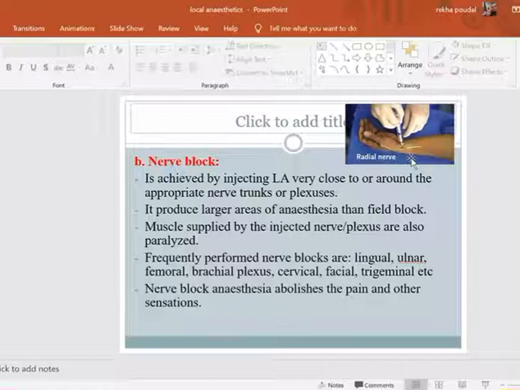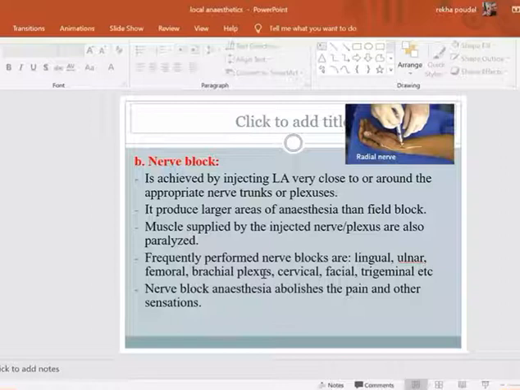Frequently performed nerve blocks are the lingual nerve, ulnar nerve, femoral nerve, brachial plexus, cervical nerve, facial nerve, or trigeminal nerve. For example, the brachial plexus. When we block the brachial plexus, the drug is injected close to the brachial plexus, and it will temporarily block the sensation and ability to move the upper extremity. And the patient will remain awake in this case. So if a patient has come to the emergency with, for example, shoulder dislocation, where the shoulder is dislocated and we have to relocate the shoulder in its original place, in such a case, we will do a nerve block of the brachial plexus.